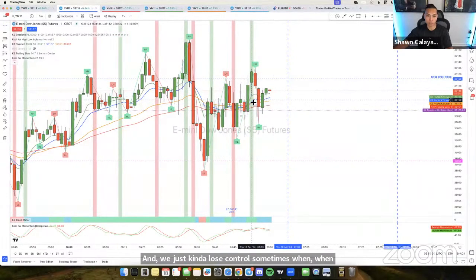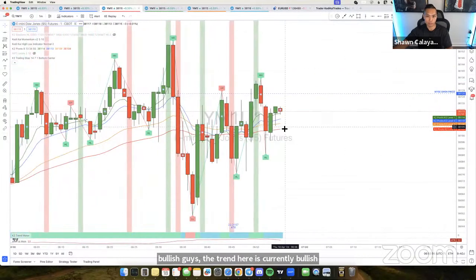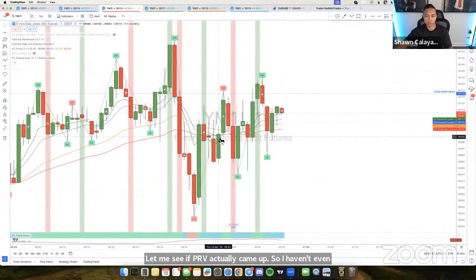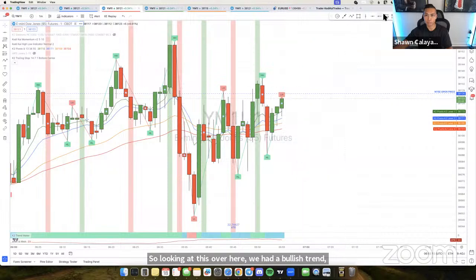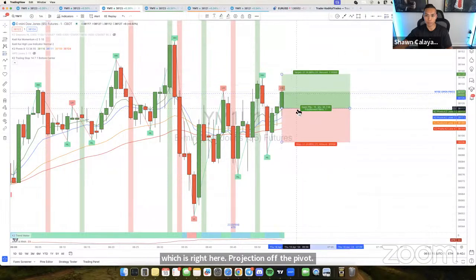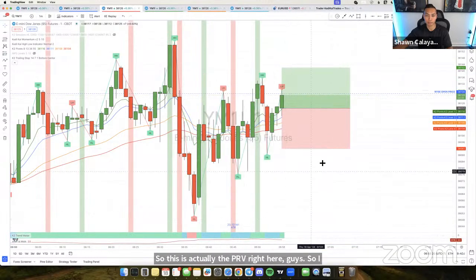So the trend here is bullish, guys. The trend here is currently bullish. Let me see if a PRB actually came up because I haven't even been paying attention to it. Looking at this over here, we had a bullish trend, which is right here. We had the rejection off the pivot. So this is actually the PRB right here, guys. I didn't even realize that the PRB is running, but this is the PRB right here. I just looked back at it.